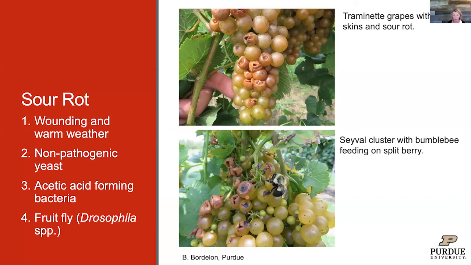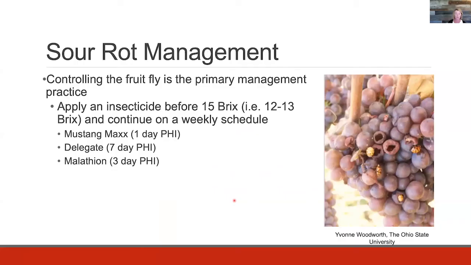Now, if you look on this one, you can see here that this is actually black rot, but there are other woundings that occur. So it's not as if you won't see other diseases associated with it. And these pictures were taken by Bruce Bordelin at Purdue. If you go and Google this, he has some very nice pictures of sour rot on his webpage.